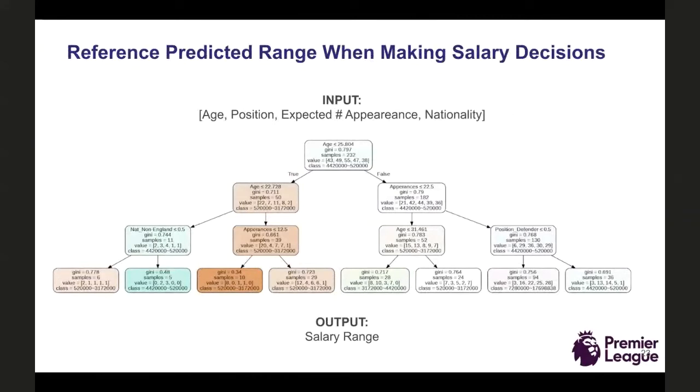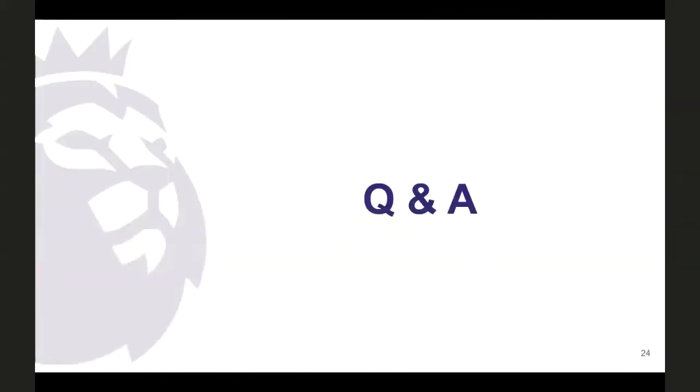Just imagine that when a club is going to recruit a new footballer and would like to have some reference for the salary to provide, they can just enter the information of this footballer, like age, position, expected number of appearances in a single season, and nationality, and the model will return the salary range for the club to reference when deciding on the salary it will provide to the footballer. That's all. Do you have any questions?